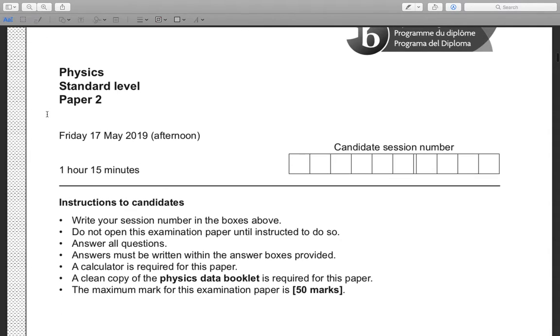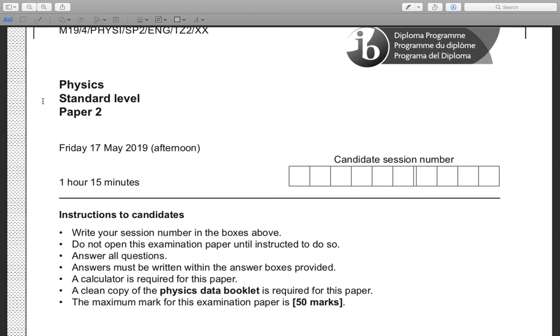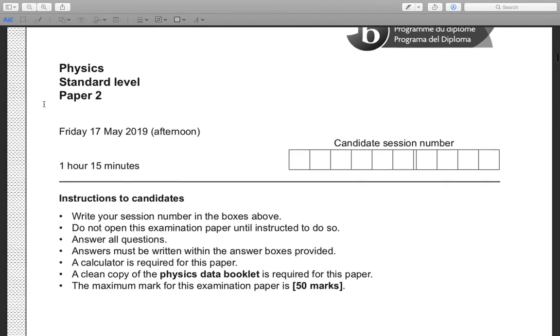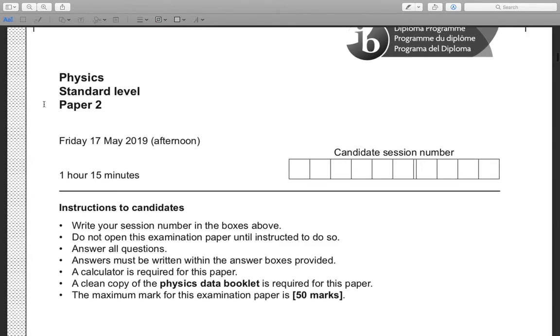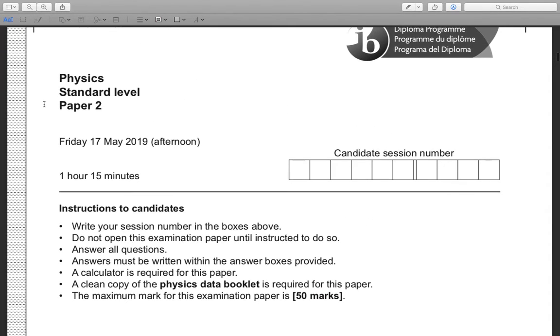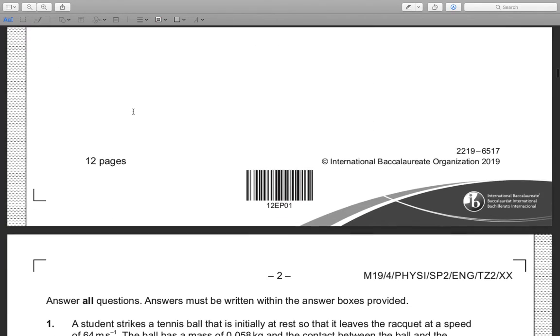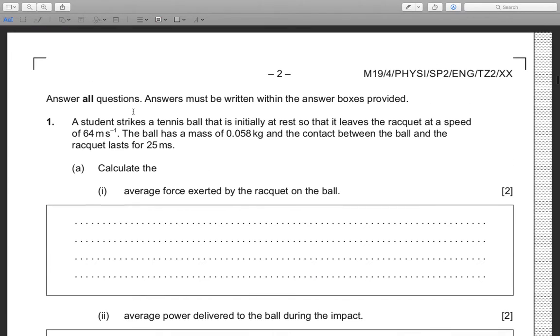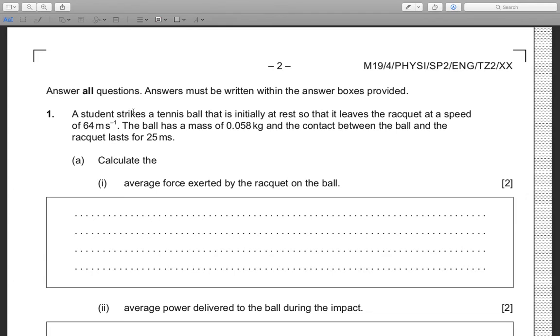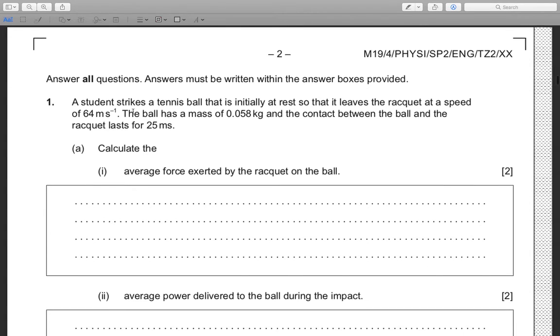This is from 2019. Only a few numbers I want to share with you. Yes, this is paper 2 standard level. Okay, we go directly to solve this problem.